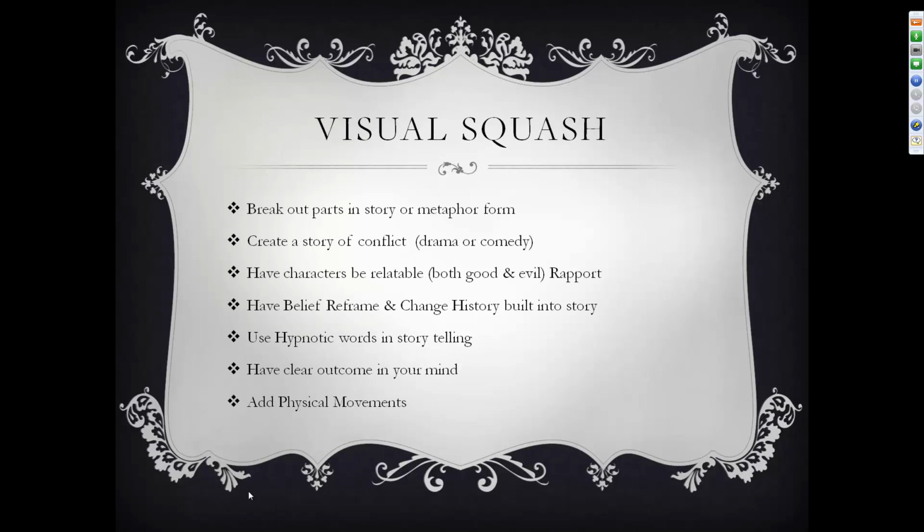But now if you break out the parts in a story or metaphor form, and then you have some kind of conflict. It could be drama, it could be comedy, right? A lot of my jokes are basically metaphors, right? Have characters be relatable, both good and evil, right? And that's about rapport.